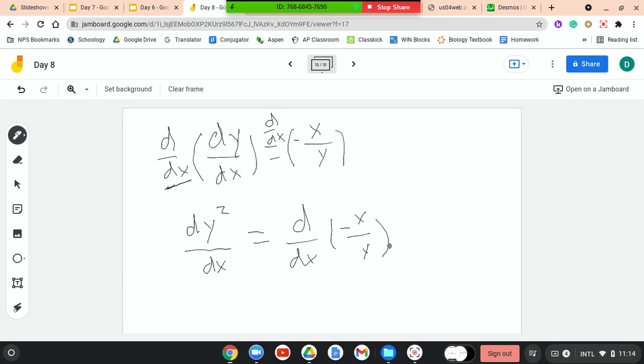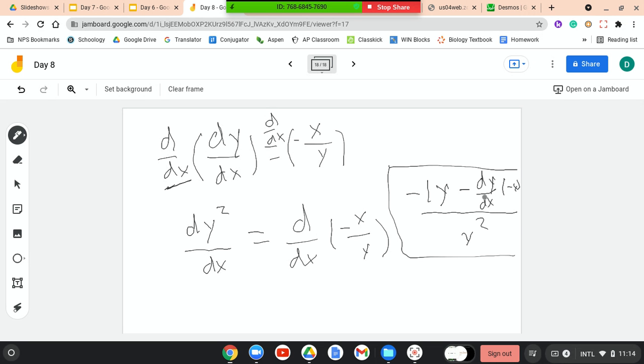All right. And we can use the quotient rule. The quotient rule tells us the derivative of a quotient is going to be the derivative of the top one, which is negative 1, times the bottom function, minus the derivative of the bottom function with respect to x. So the derivative of y with respect to x, I think you'd agree, is dy over dx, times just the top function, negative x, over the bottom function squared. Okay, yeah. And so the second derivative is equal to this.